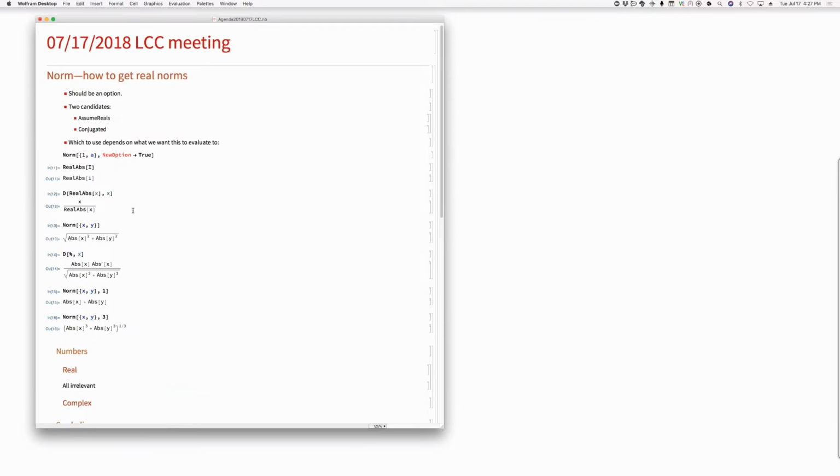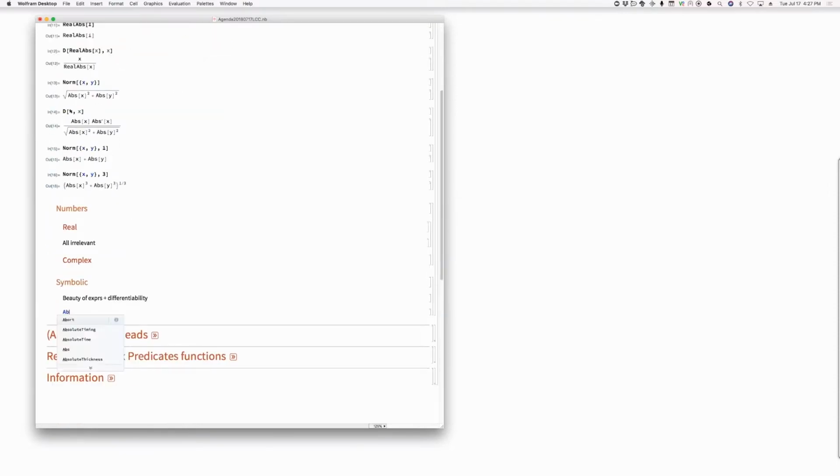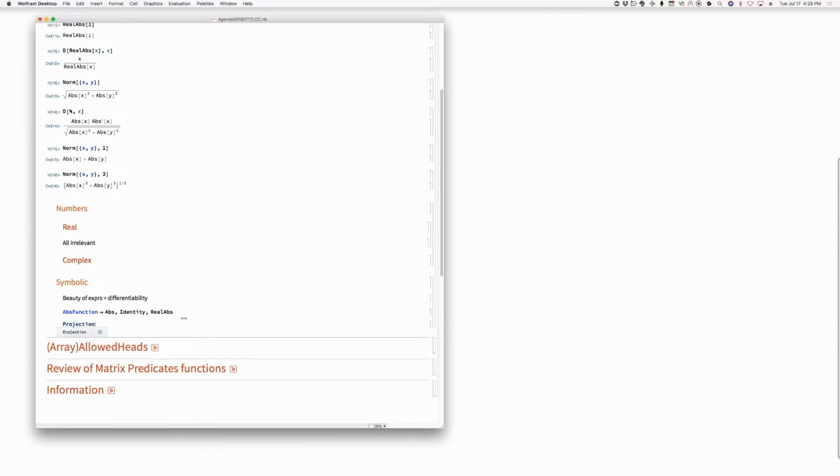So, to me, it almost seems like the thing should be called abs function, arrow, abs, identity, or real abs. I mean, that's kind of being very direct. But it's not only abs, it's conjugated as well. Try, for example, projection of list xy, comma, list uv. Ugh. So we were hoping to have a single solution that would eliminate all those conjugates.